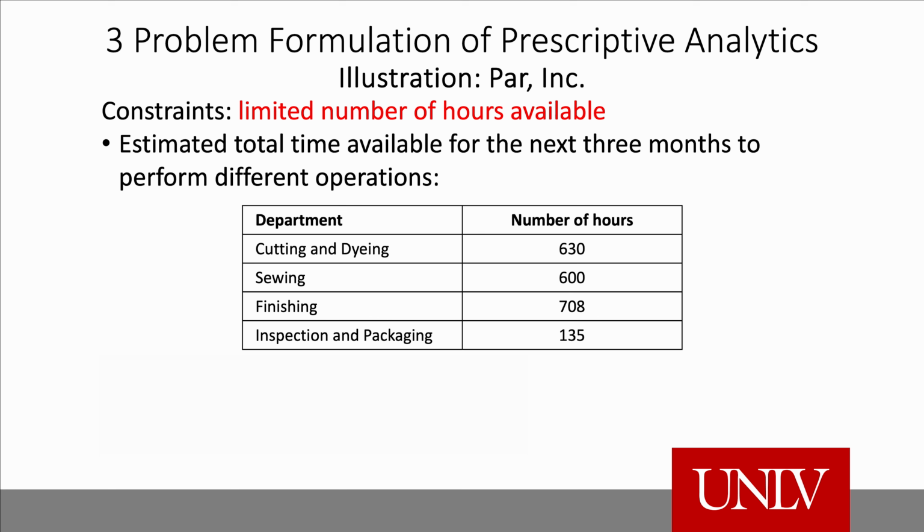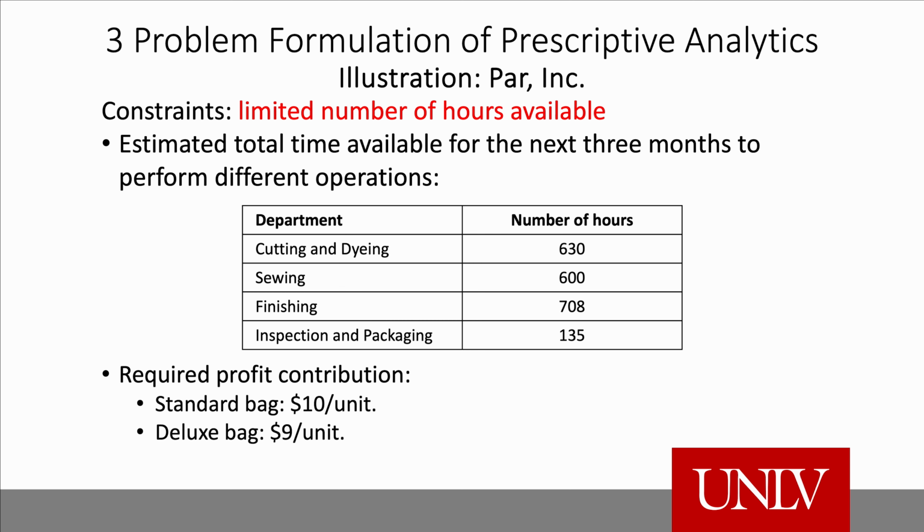PAR has limited labor hours available across departments over the next 3 months. Their workers are only able to work 630 hours for cutting and dyeing, 600 hours for sewing, 708 hours for finishing, and 135 hours for inspection and packaging, in total. On the other hand, in terms of profit, based on labor and all the costs, every standard bag gives $10 of profit, and every deluxe bag gives $9 of profit.